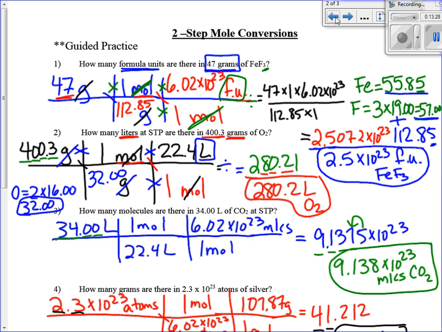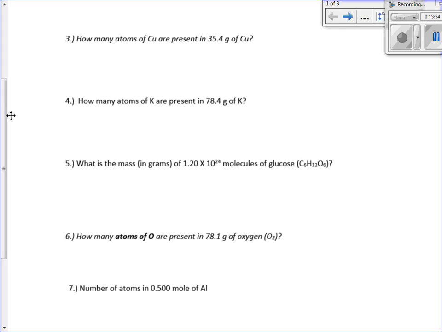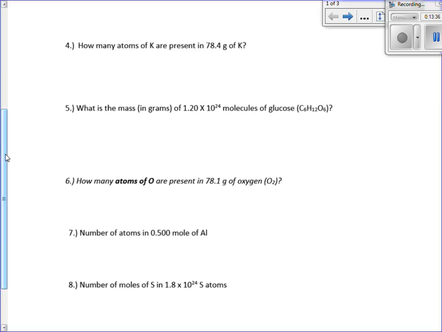I want to go down, excuse me, on the back, I want to look at number 6. Now, number 6 is not going to be one that you're expected to do on the quiz. It may be like a bonus, though. So some of you that might want to challenge might want to look at it. All it really takes is one little extra step to it. So, how many atoms of O are present in 78.1 grams of oxygen? So you won't be expected to do one of these on the test or anything, but I wanted to show it to you for those that want a little bit more of a reach here. Just has one little added extra step.